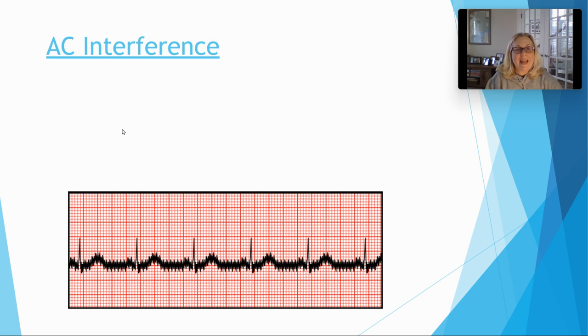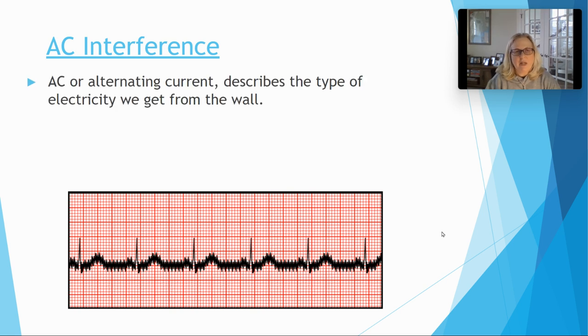Okay, this one's called AC interference. You can see it looks kind of like a caterpillar down here, very fuzzy. It's very hard to see the PQRST for this, okay? So the doctors will definitely make you do it over again. So this stands for AC or alternating current. So it's like when you get electricity from the wall. So any type of electrical device that might be in the way, like your cell phone.